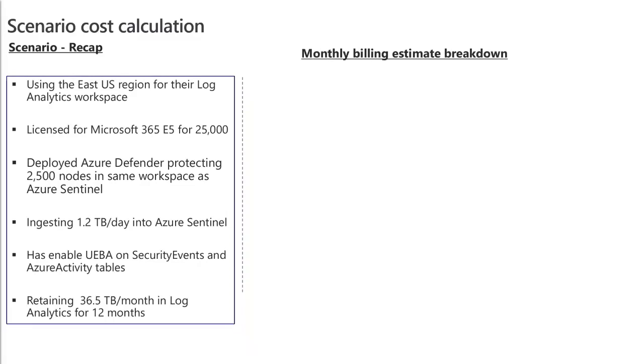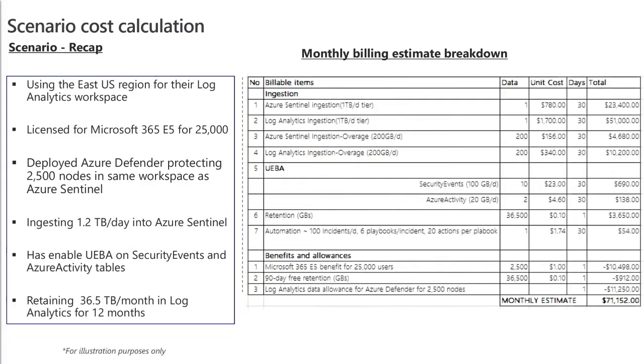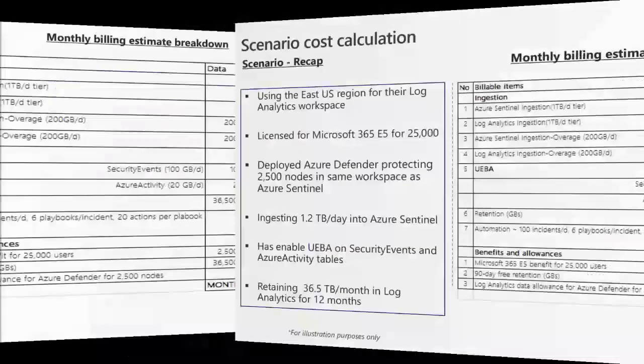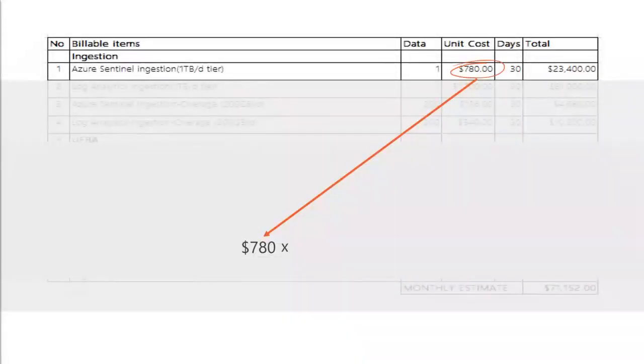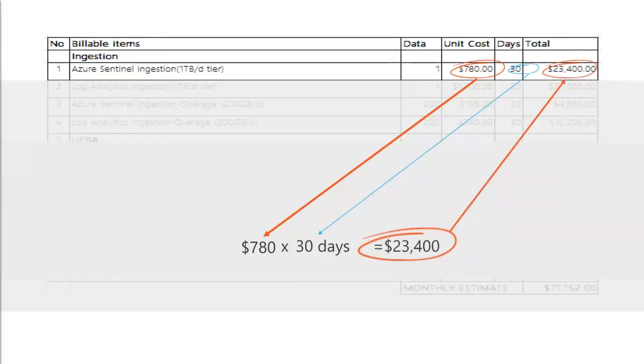And now let's look at the components we shall need to consider in arriving at an estimate. So first off will be the ingestion cost for both Azure Sentinel and Log Analytics. We'll then go on to calculating the overage. We shall look at the UEBA price, retention, automation, and then take out any benefits or allowances that the customer might qualify for. So let's start with the Azure Sentinel ingestion cost at the 1 terabyte per day tier. This number comes straight out of the table, so we pick it from there. We begin our mathematics, simply multiply that by the number of days, and we end up with this total.